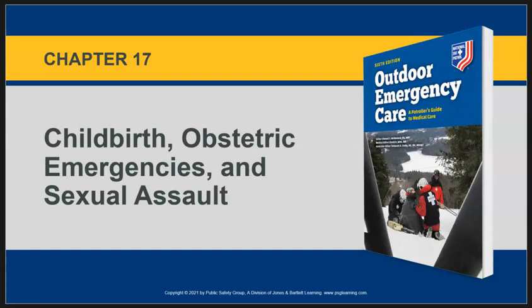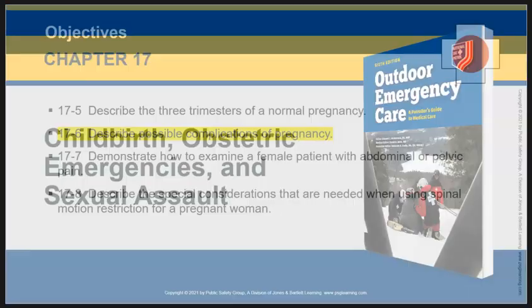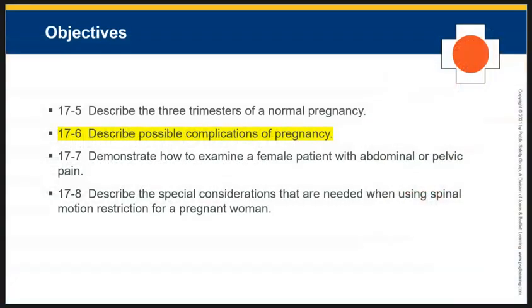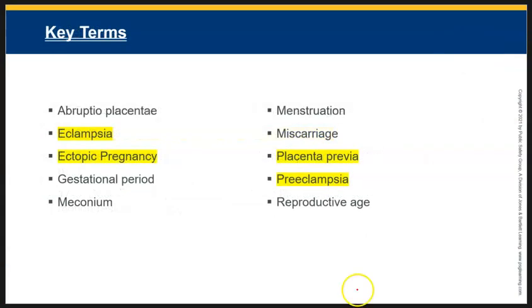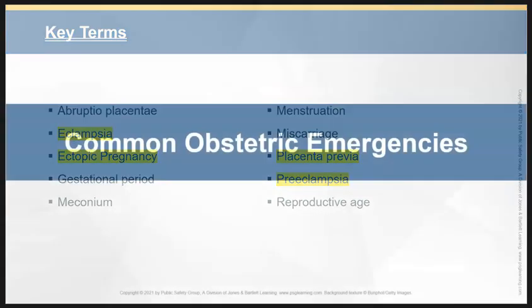This video continues Chapter 17 of OEC 6, and we're going to really focus on obstetric emergencies that can occur. Specifically, when we look at the objectives, this is Objective 17.6, the complications of pregnancy. Some terms that we'll encounter will be preeclampsia and eclampsia. We'll look at ectopic pregnancies and placenta previa. And I forgot to highlight one, we'll talk about abruptio placentae.